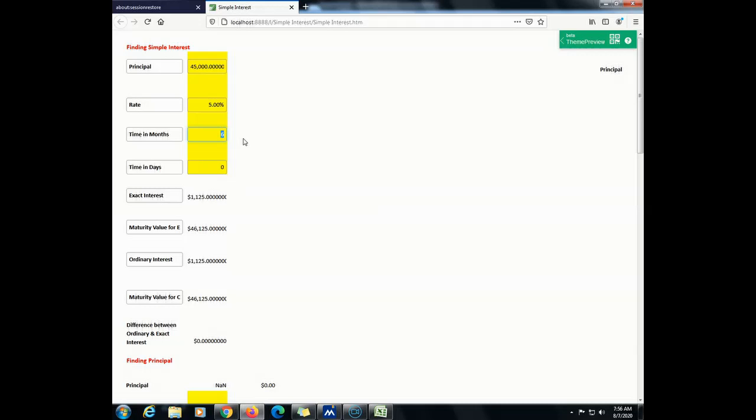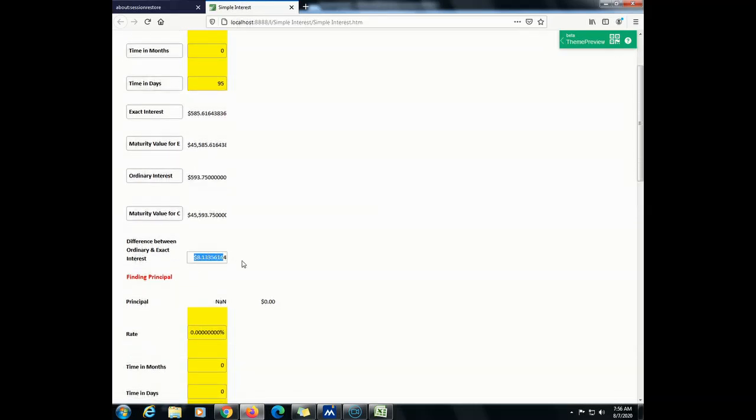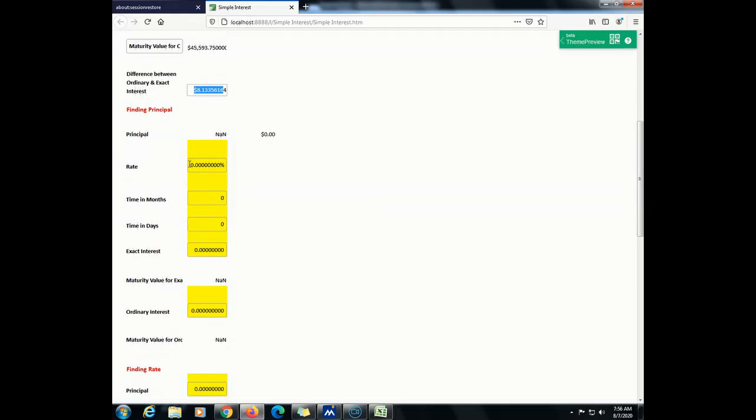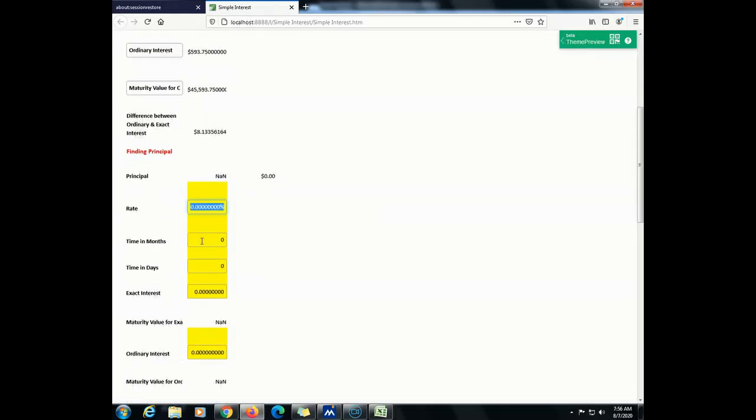Now let's say your time in days. You've been given a set amount of days to pay off your debt, and this figure is 95 days. Notice your exact interest over here, $585.62, and your ordinary interest based off 360 days, which is $593.75. The difference between these two, $8.13.